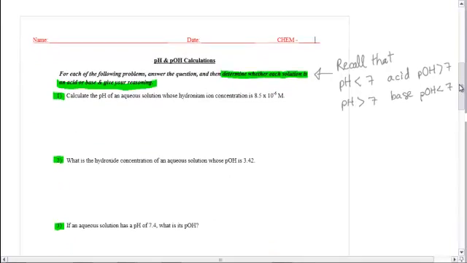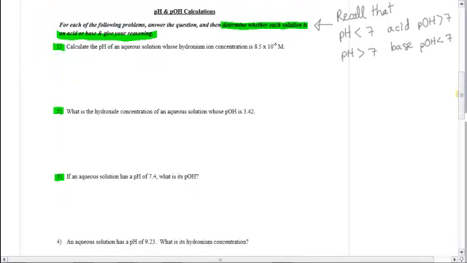So look at these problems. For all of the problems, it says for each of the following problems, answer the question and then determine whether each solution is an acid or base and give your reasoning. For determining whether it's an acid or base, you have to recall that a pH less than 7 or a pOH greater than 7 is an acid. A pH greater than 7 or a pOH less than 7 is a base.